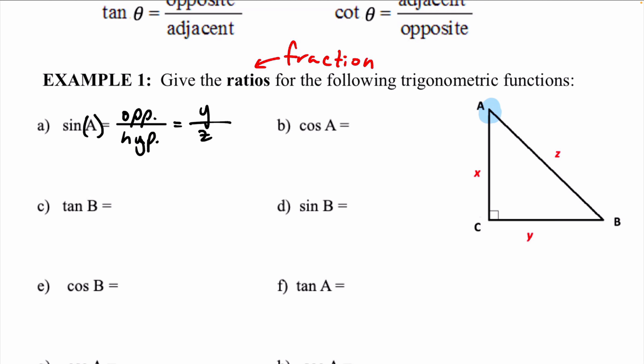Okay. Let's go to the next one. Cosine of angle. So we're still at A. What is the fraction for cosine? What over what? Adjacent over hypotenuse, right? I'm still at the same location, so the hypotenuse is still going to be the same. So what was the hypotenuse for A? Z, right? So guess what? It's going to be the same.